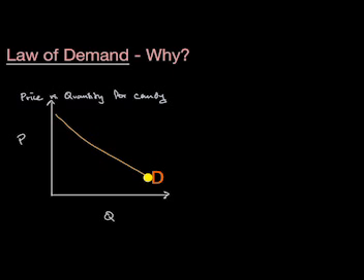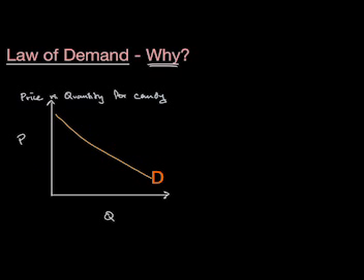What we're going to do in this video is dig a little bit deeper into why we have that downward sloping demand curve. And I know what some of y'all are saying, well, it kind of makes common sense. If the price goes down, I would want more of that, and so would everyone else. But let's dig into why you would want more of something as the price goes down.